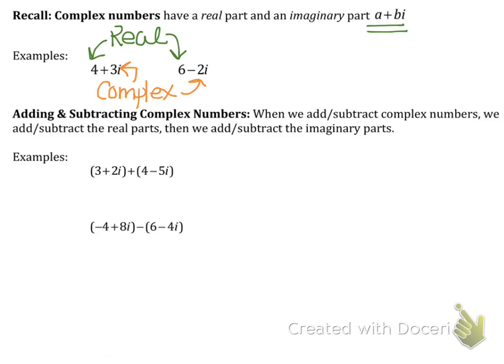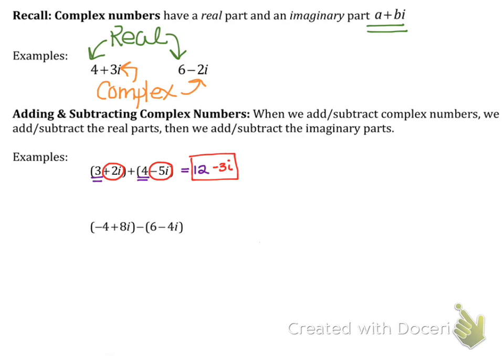All right, so now we can add and subtract with complex numbers. So when we add and subtract with complex numbers, we add and subtract the real parts, and then we add and subtract the imaginary parts. So here are my real parts. 3 plus 4 equals 12. And then my imaginary parts are 2i and negative 5i, so I have minus 3i. And that is my final answer.